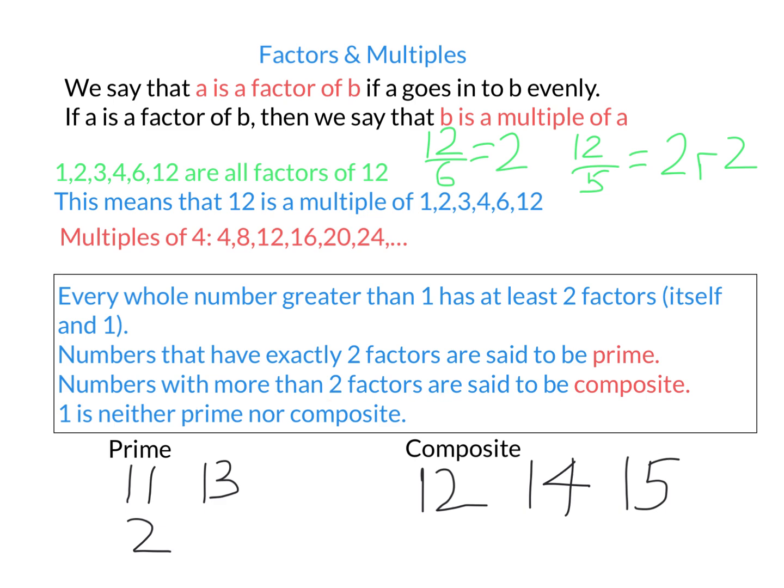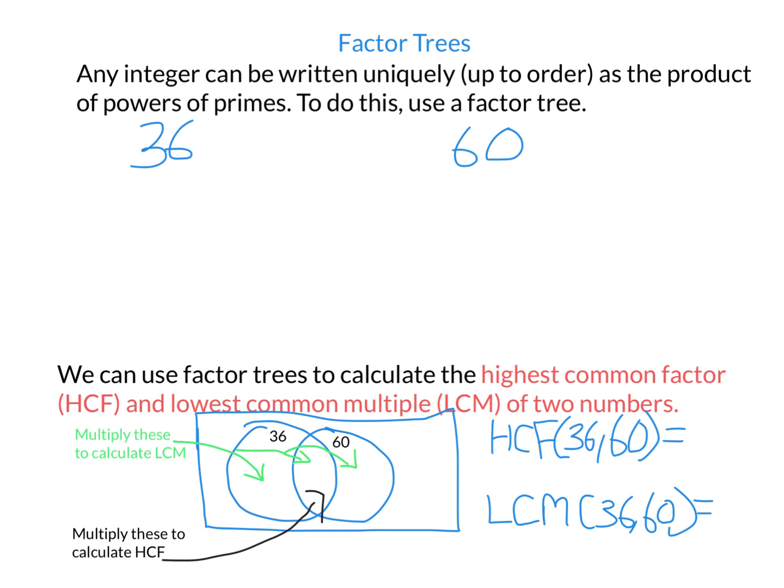All right, let's now use the idea of factors and primes to calculate factor trees. So it turns out any integer greater than 1 can be written uniquely, up to order, as the product of primes. So to do this, we use a factor tree. Okay, what does that mean? Well, it will become clearer after we do the factor trees, I promise. So this is how you do a factor tree. You start with a number and you keep factorizing it. You just find 2 numbers that multiply to it.